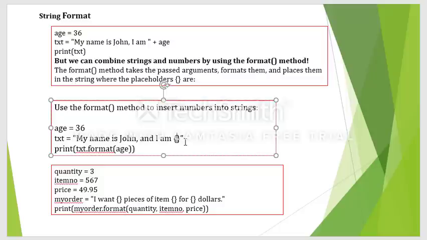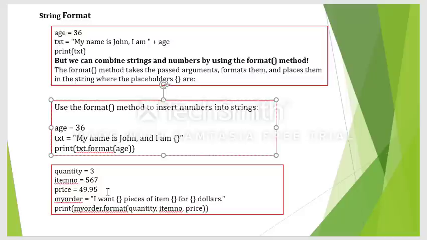Hope you understood. Okay? So age is 36 and age is the int variable, text is the string variable. If you want to combine these two things, I am using the format method, with curly brackets wherever the number is required. Okay, so print txt dot format of age. This statement will convert the number age 36 into a string 36.